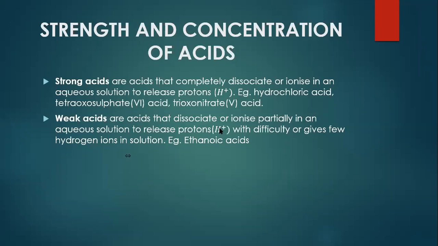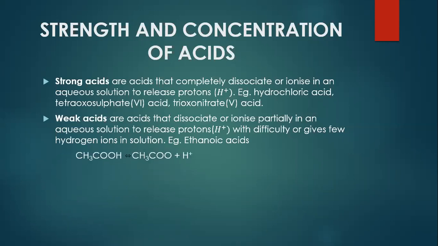Okay, so now we've established the strength of an acid. Now we look at the concentration of these acids. How would you determine whether an acid is concentrated or not concentrated? We put these into two groups: concentrated acids and diluted acids.